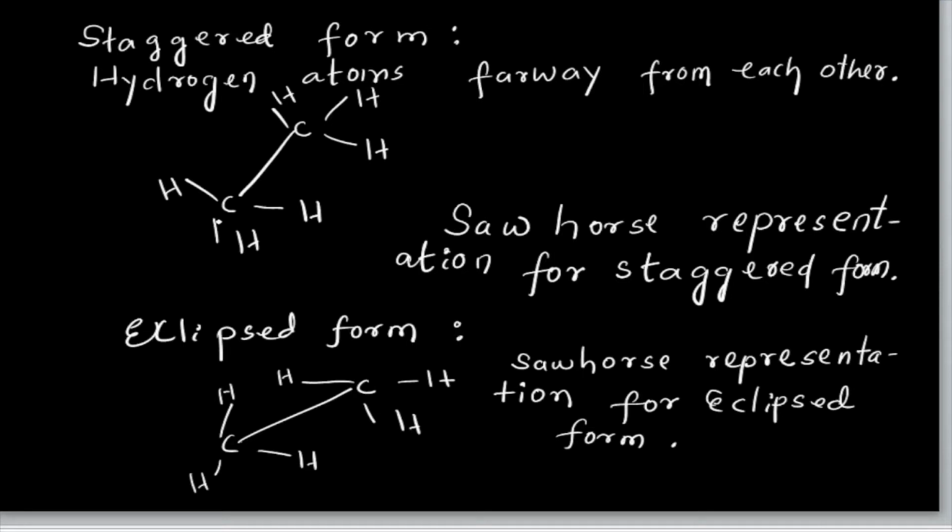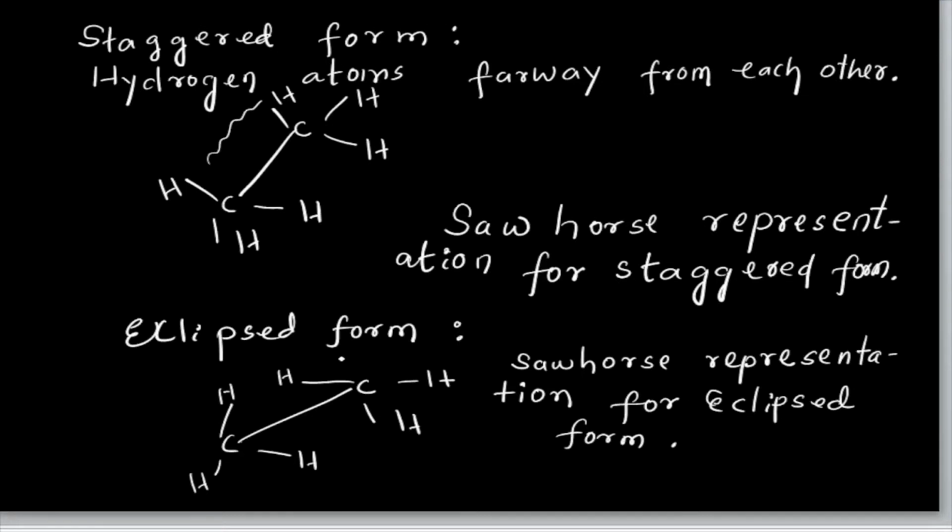Now see this hydrogen, how many hydrogens? 3 hydrogens are attached to this carbon and 3 hydrogen atoms are attached to the other carbon. Now this is the Sawhorse representation for the staggered form, where the hydrogen atoms are far away from each other. See this distance, where we can see they are far away.